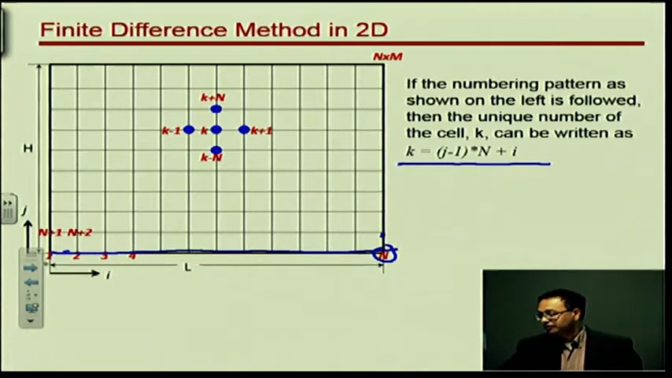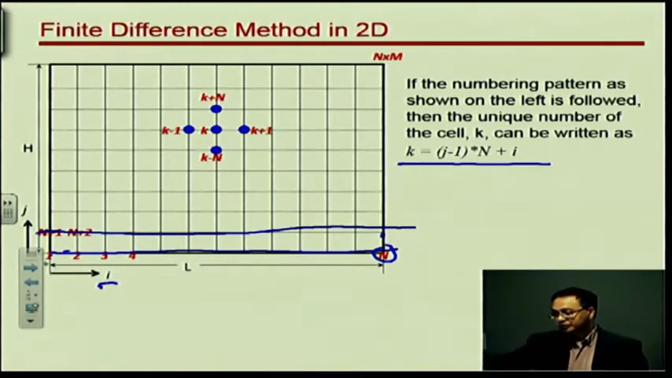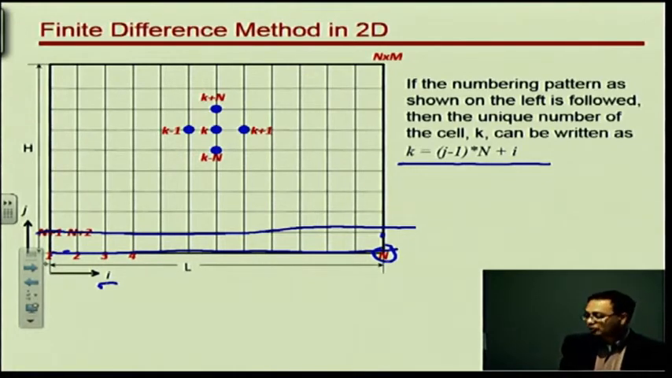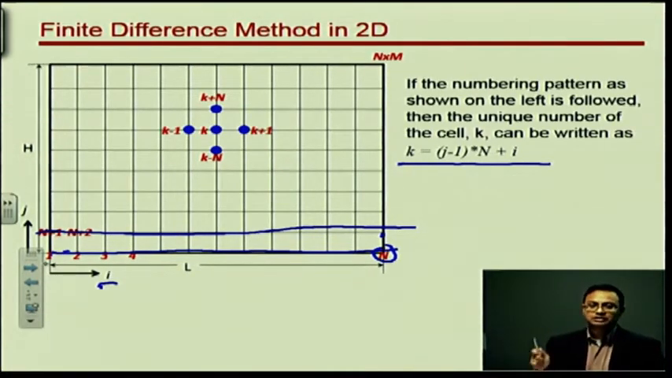This is 1, 2, 3, 4. So the very first row, the i index and the k index are identical. When j becomes 2, you jump up to that row, and now you get 2 minus 1 times n, which is n, plus i. That's what you get here, n plus 1, n plus 2, and so on. It continues. You get 2n plus 1, 2n plus 2 in the next row, and so on. Everybody understand this? So this numbering pattern that I've drawn here is consistent with this formula I'm using to convert the i and j index to a unique index k.